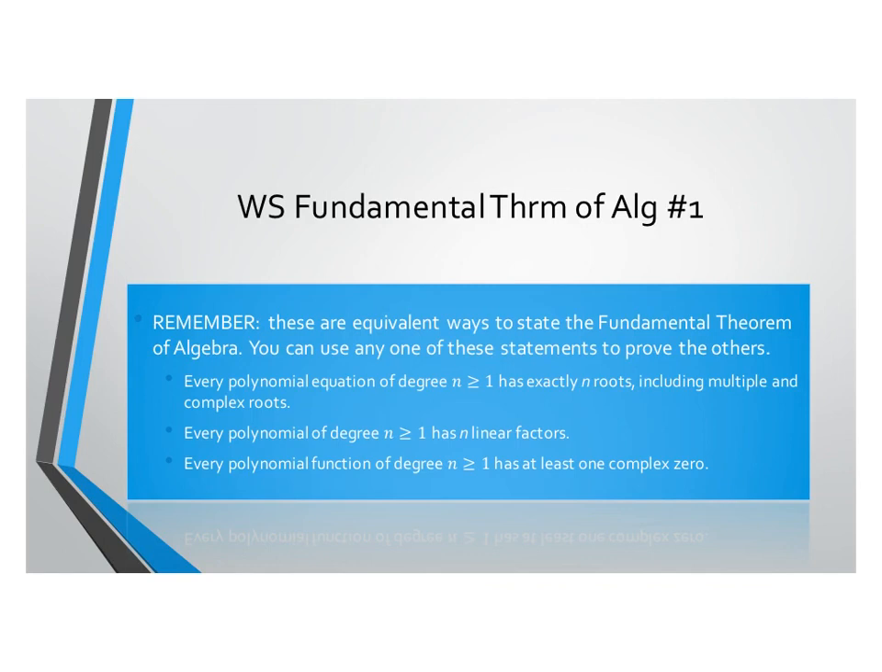And finally, here's some nice hints and tricks. Okay, so remember these are equivalent ways to state the fundamental theorem of algebra. You can use any one of these statements to prove the others. So remember, each polynomial equation where the degree is at least 1 has exactly n roots, including multiple and complex roots. Every polynomial of degree n, where n is at least 1, has n linear factors. And every polynomial function of degree n, where n is at least 1, has at least one complex zero, meaning 1 or more. And that's it. That's all she wrote.